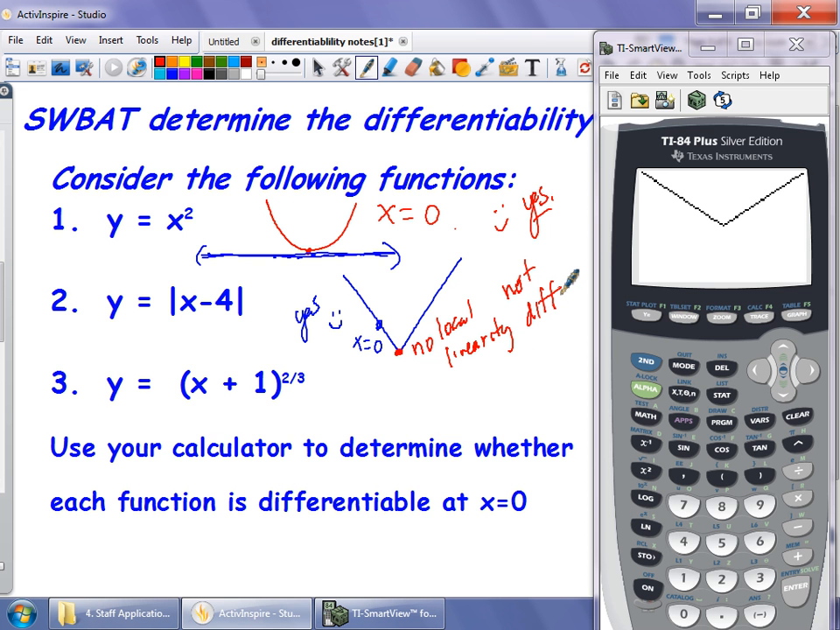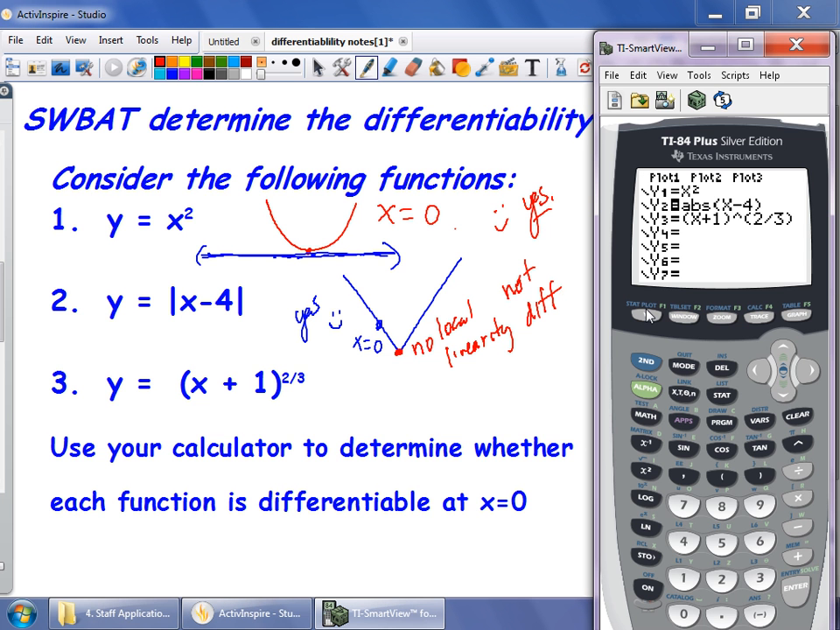Now bear in mind that in number 1, on the parabola, the function was differentiable at the vertex, and in the absolute value function, it's not differentiable. So in a moment we'll talk about what the differences and similarities are.